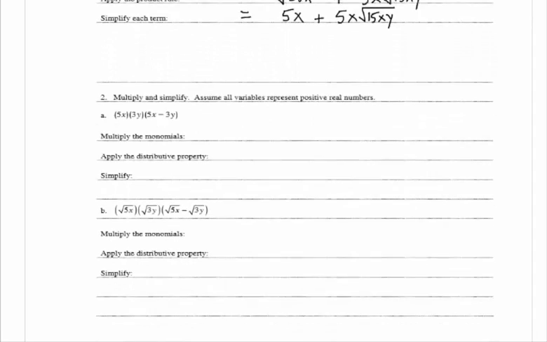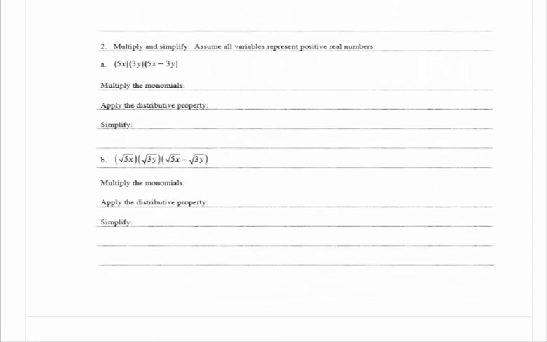Here in number 2, it wants us to multiply and simplify. Assume all variables represent positive real numbers. In A, we have 5x times 3y times 5x minus 3y. And the first step it wants us to do is multiply the monomials. So we have 5x times 3y is equal to 15xy times 5x minus 3y. And now it wants us to apply the distributive property.